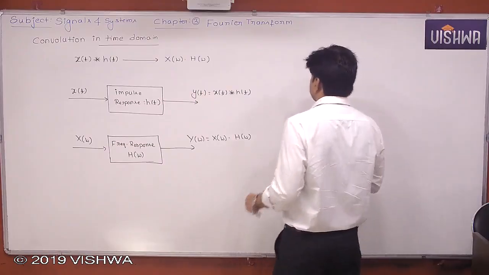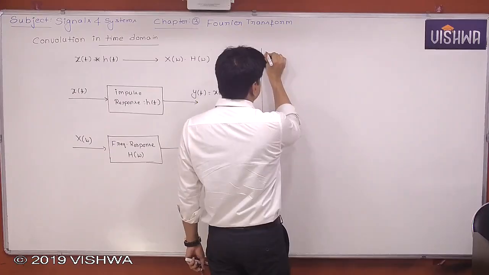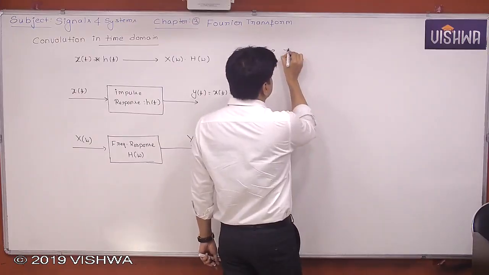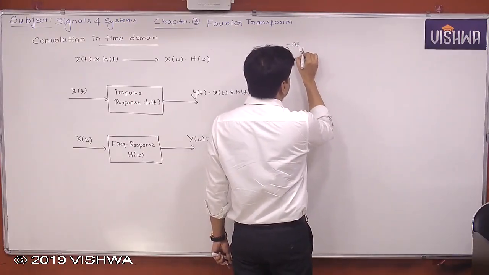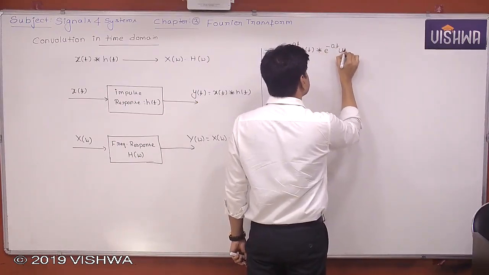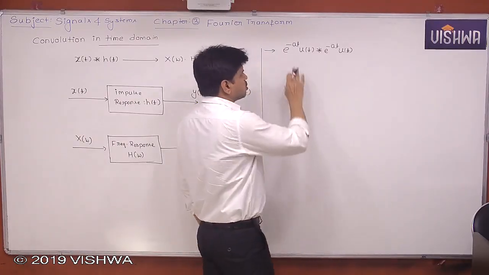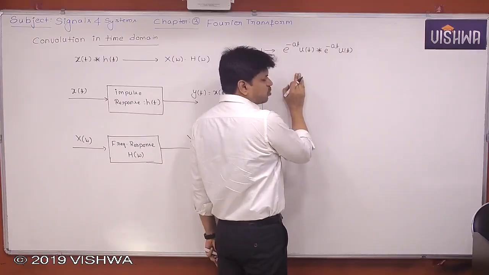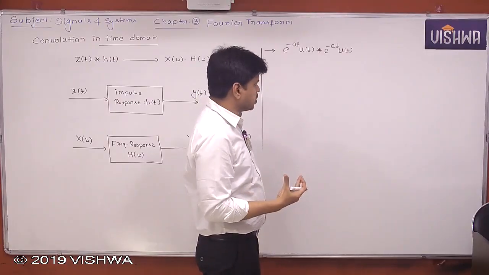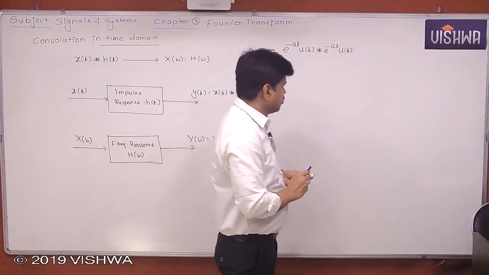So for this, if I take one example, let's say e power minus at u of t convolution with e power minus at u of t. What is the result of these two convolutions? If these two signals are convolved, then we have to get t e power minus at u of t. I want to get this t e power minus at from the Fourier transform. Let's see how we can do this.